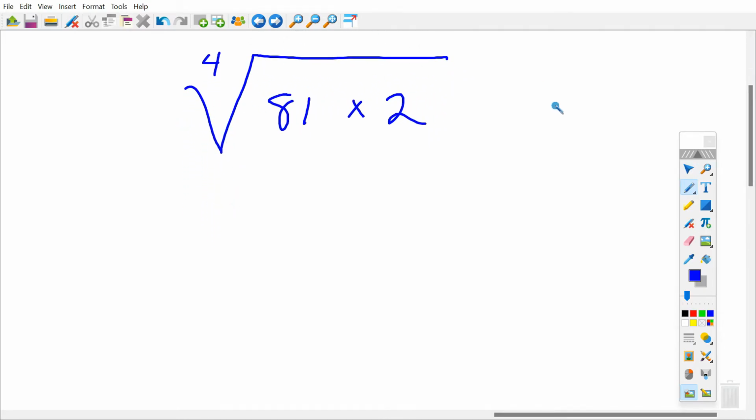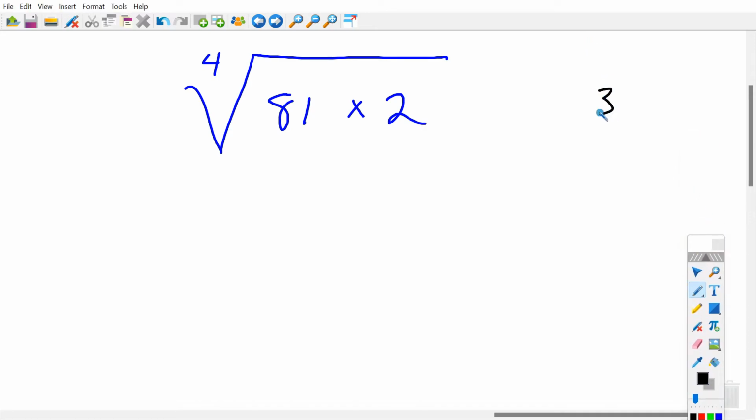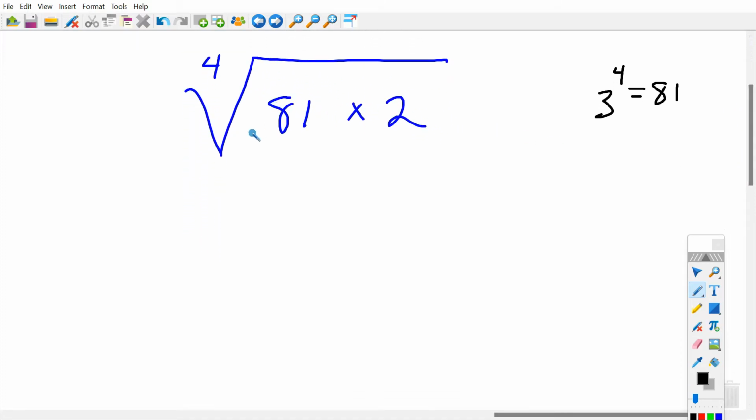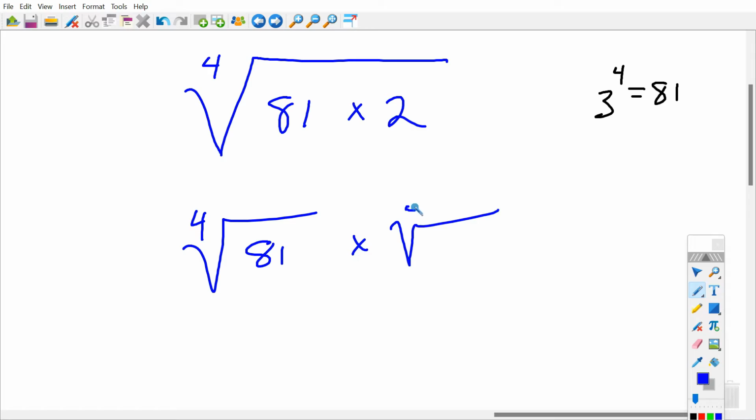Perhaps you have a list or you're just used to seeing it. And maybe off to the side, you know that 3 exponent 4 is 81. So what you could do is say, I know a perfect fourth that is a factor of 162 is 81. So you can just split it up right away. You don't have to prime factorize it. You could then say this is the same as the fourth root of 81 times the fourth root of 2.